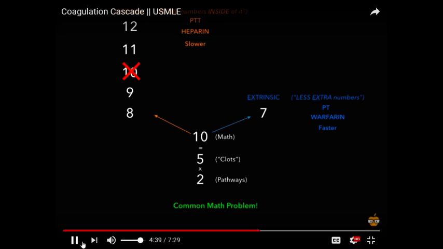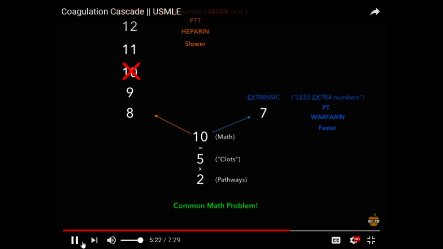And then the last bit of clinical information, which is actually very high yield, is you have to know that the intrinsic pathway has a longer time to form a clot. Or in other words, it's a slower pathway, whereas the extrinsic pathway is a faster time to form a clot. It's a shorter pathway. That makes sense as well, because the pathway with more numbers inside of it, which is intrinsic, is going to take longer because there are more clotting factors that have to be generated. Whereas in the pathway with less clotting factors, the extrinsic pathway, less extra numbers, you'll form a clot faster because there are less clotting factors to go through.